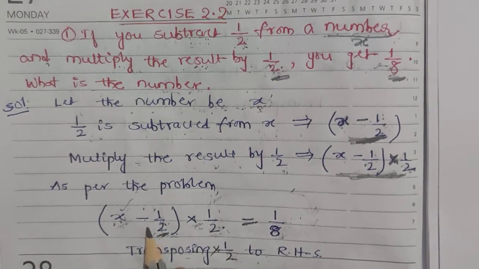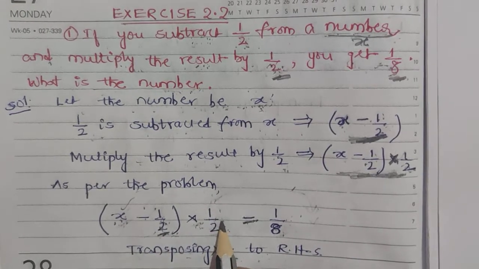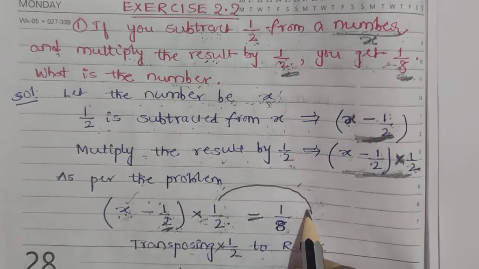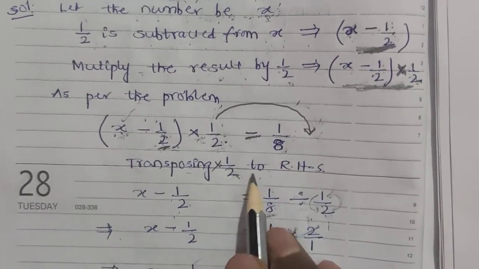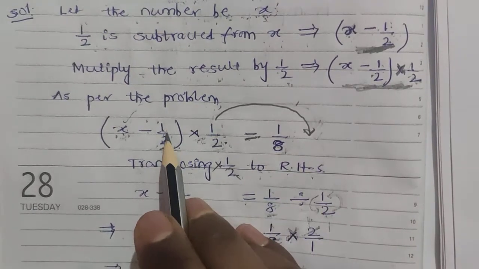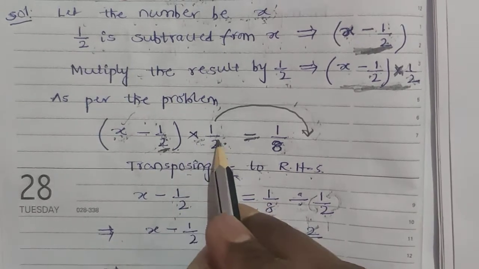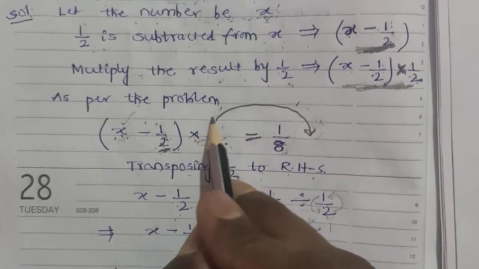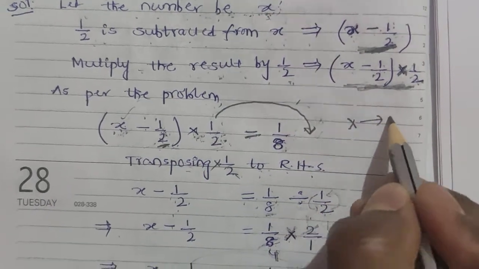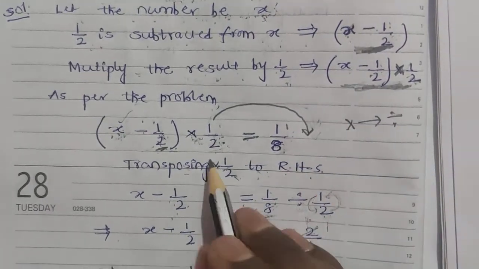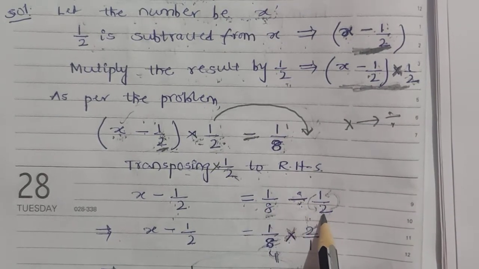We apply this process in the method of transposing. Which is far away from x: minus 1/2 or into 1/2? Into 1/2 is far away, so this is to be transposed to the right hand side. Transposing 1/2 to the right hand side, what will be left? x minus 1/2 and 1/8 with the equality sign. Whenever we transpose, multiplication will become division. So multiplication by 1/2 will be written as divided by 1/2.